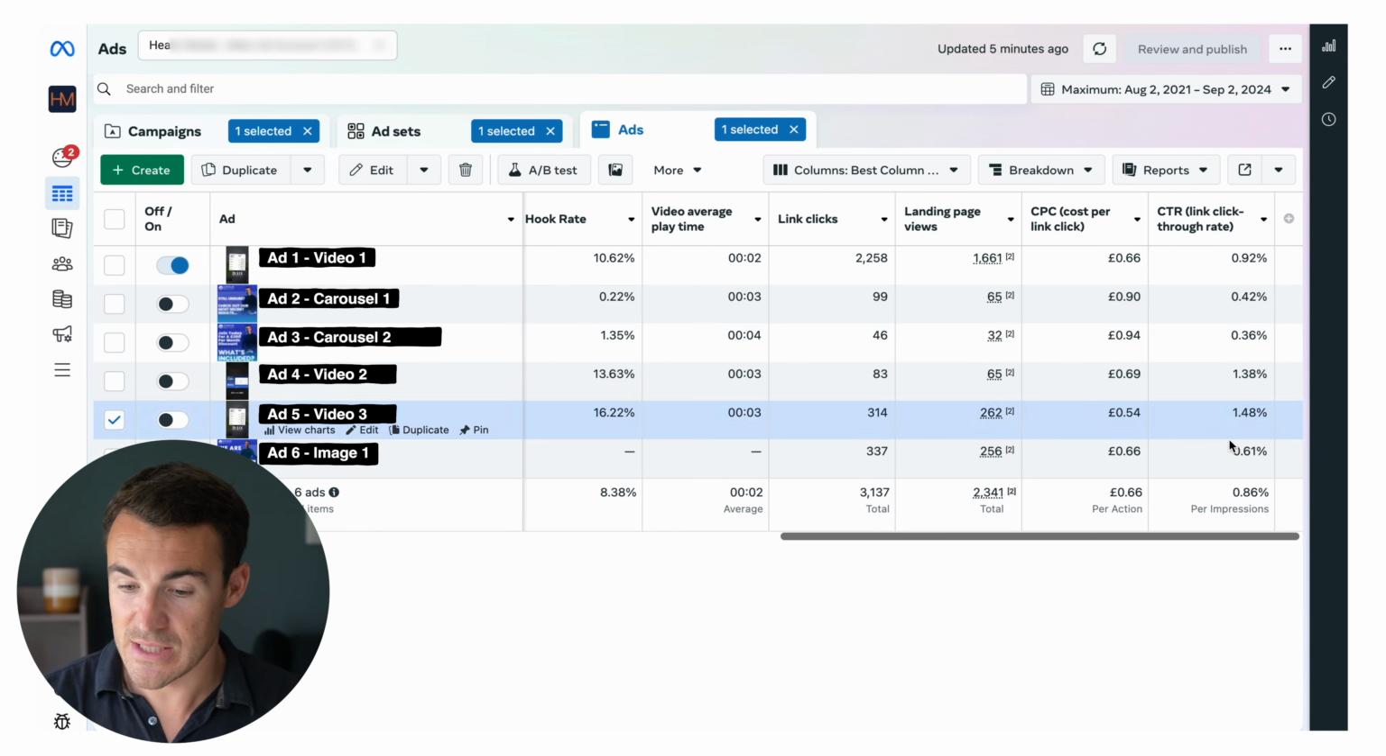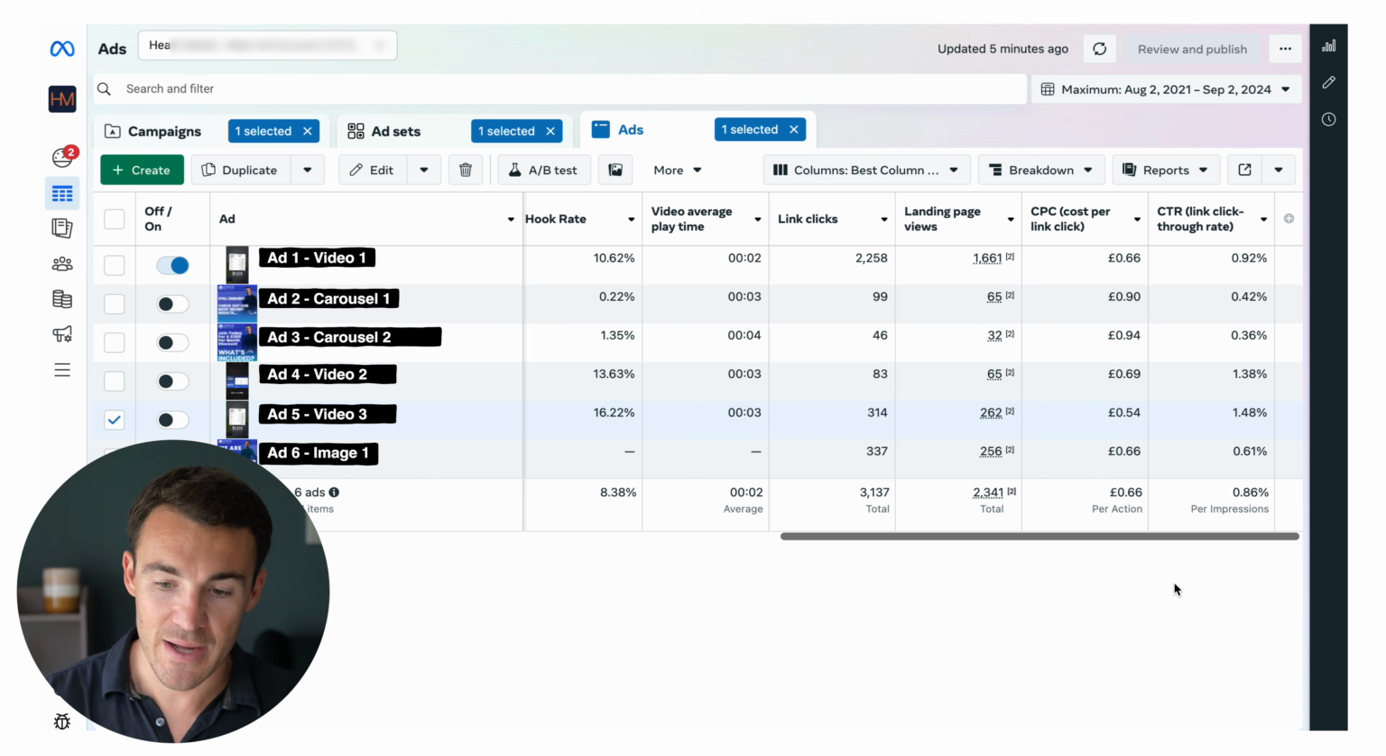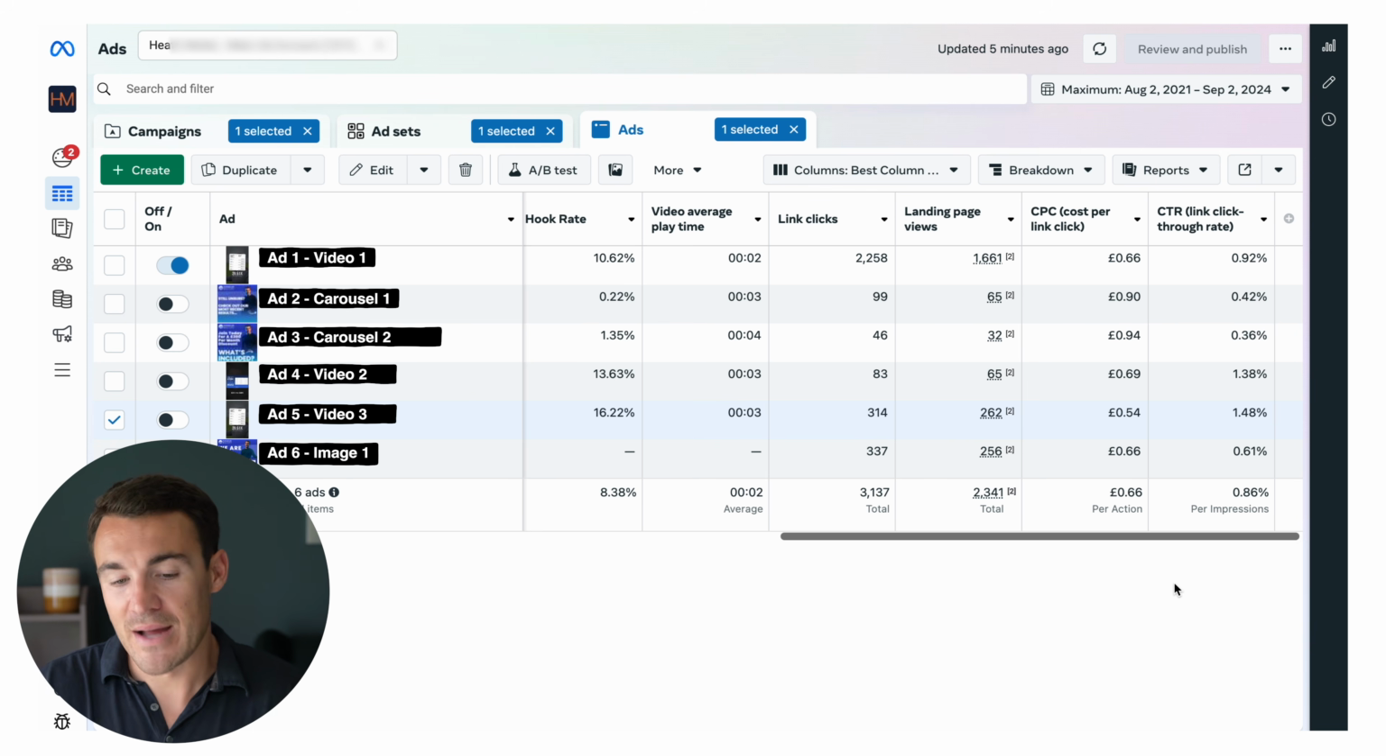In this scenario, we've got decent click-through rates on all three of these video ads. It's not as revealing. In fact, the click-through rates correlate somewhat with the hook rate. So that doesn't really indicate that this is a problem in this scenario, but I'm just trying to run you through example scenarios of what might happen there and when we might make that change.